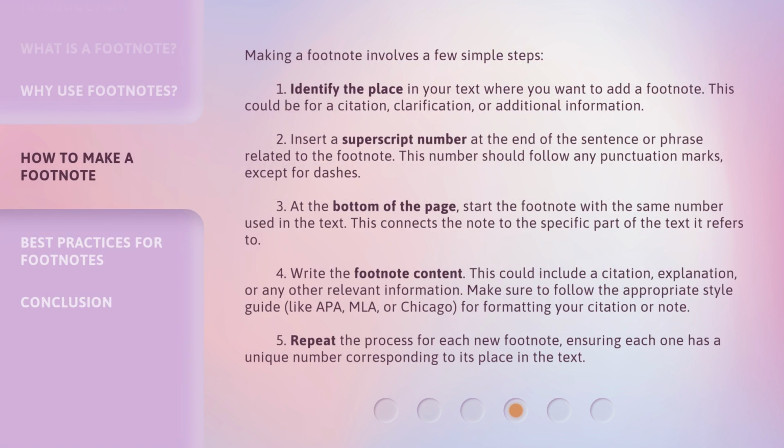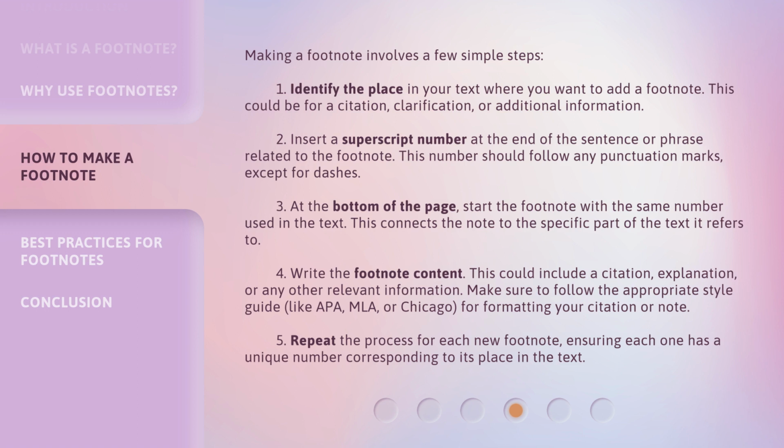Making a footnote involves a few simple steps. 1. Identify the place in your text where you want to add a footnote. This could be for a citation, clarification, or additional information. 2. Insert a superscript number at the end of the sentence or phrase related to the footnote. This number should follow any punctuation marks, except for dashes.